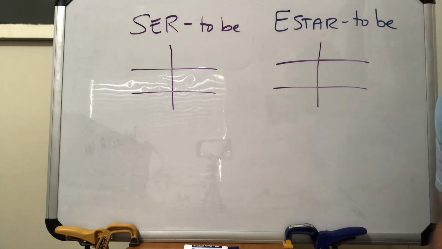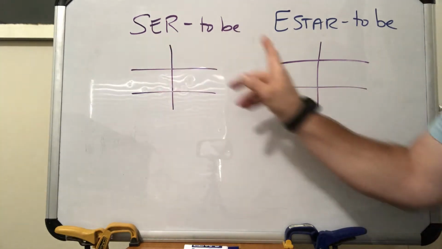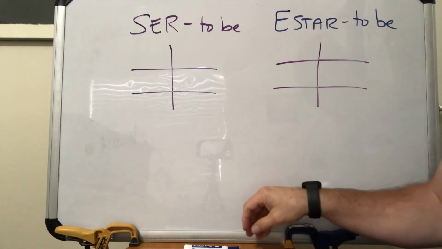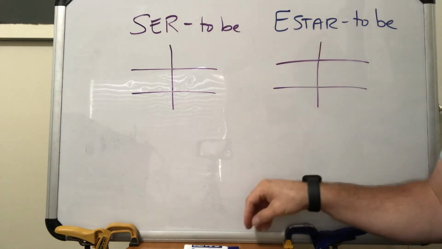The problem is that they both mean to be. So we run into an issue when we're trying to say I am, which could be this one or it could be this one. So we'll talk about when to use ser and when to use estar in a minute. But first of all, let's go over the forms. Estar's not that irregular, but ser is really irregular.